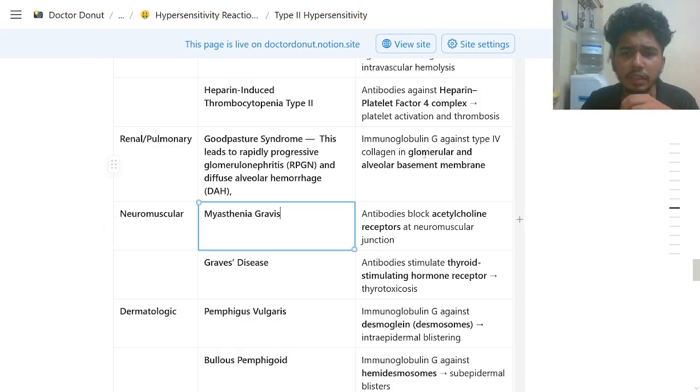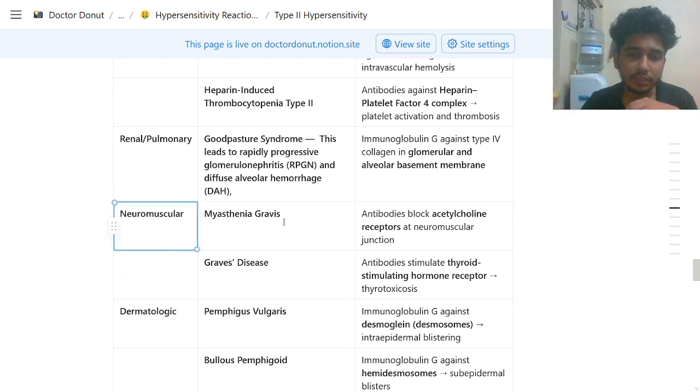Right. So here you have IgG against type 4 collagen. By the way, later on we'll talk about collagens, types of collagens and the diseases found there. It's an exam favorite. But for now, Goodpasture: type 4 collagen, which is found in the glomerular and alveolar basement membrane.